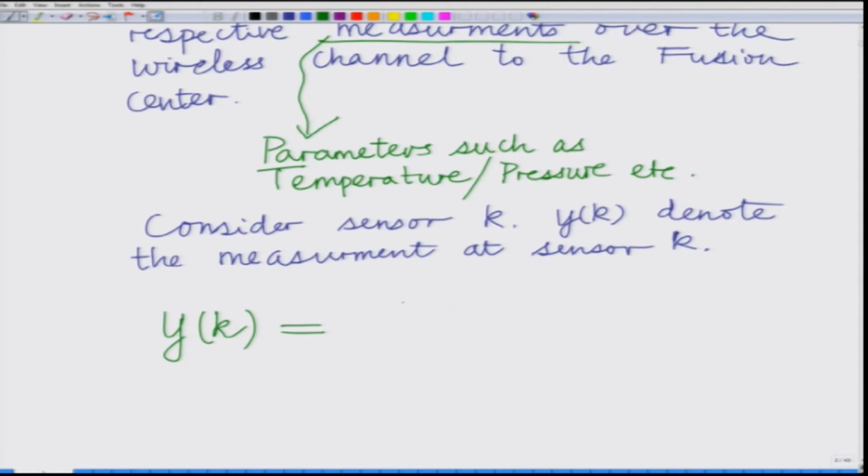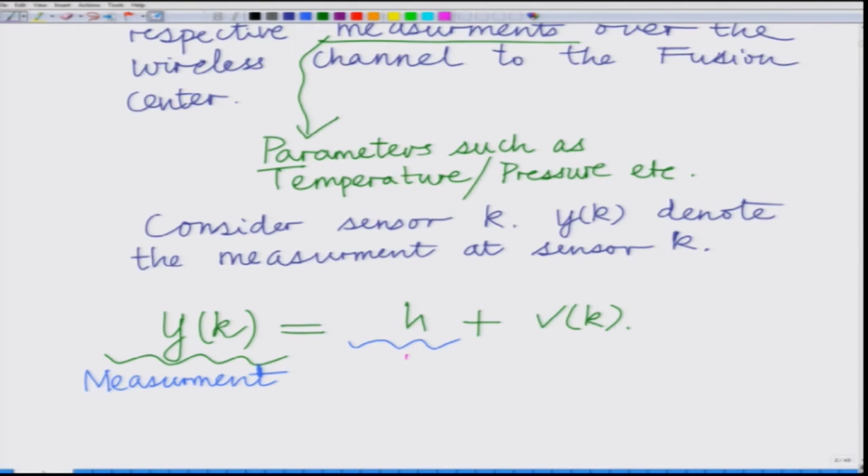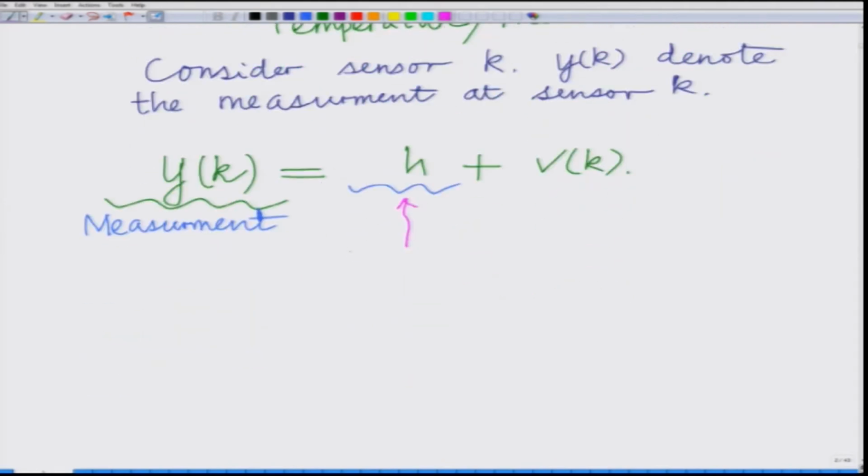I am going to explain these terms subsequently. Yk, as we have mentioned, is the measurement at sensor k. This h is the parameter we are trying to measure, such as your temperature or pressure. This is the quantity that you are trying to measure or estimate.